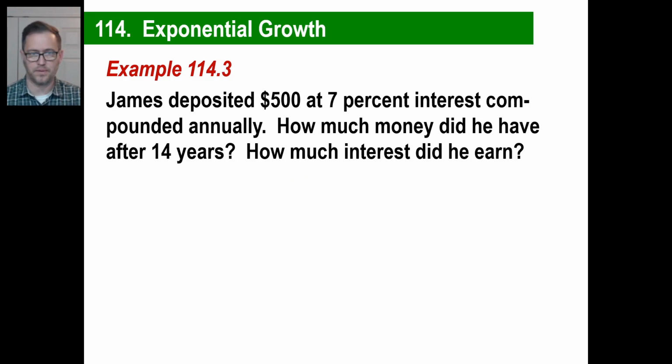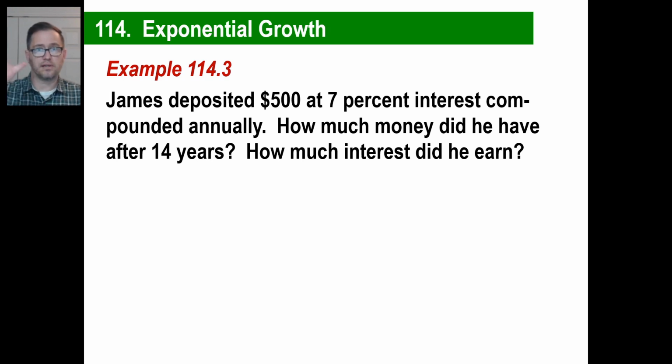All right, let's try another one. This is based on banking. Albert Einstein once said that compound interest was one of the great mysteries of the universe. Let's look at an example of that. James deposited $500 at 7% interest, compounded annually. In other words, he has $500 the first year, and after 1 year, it earns 7%.